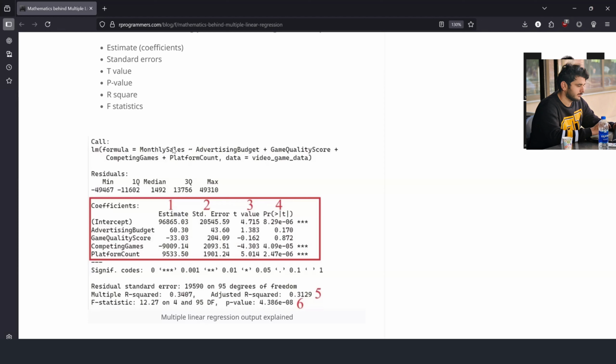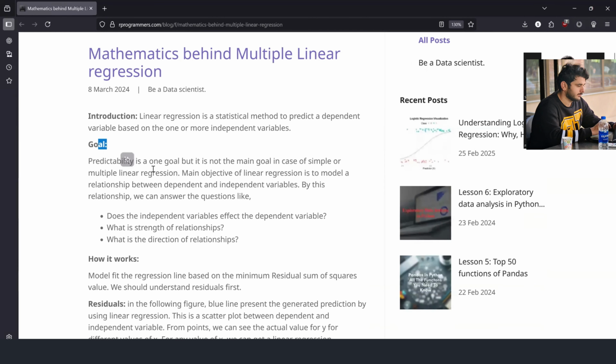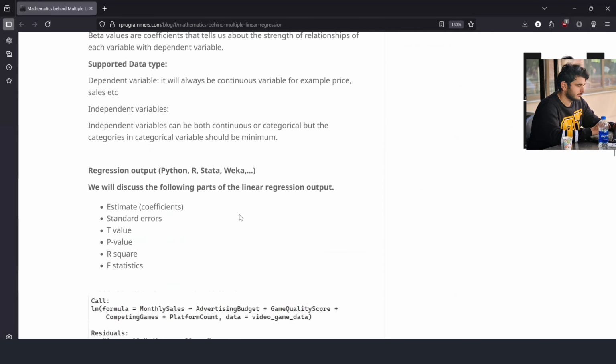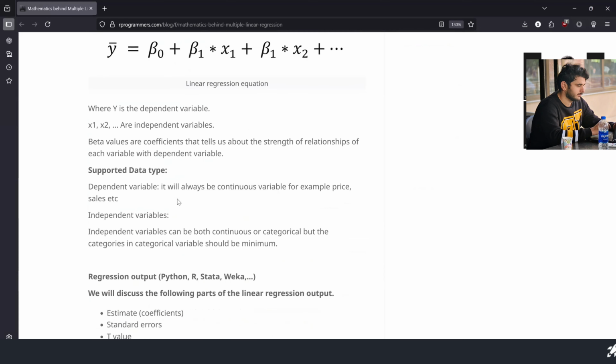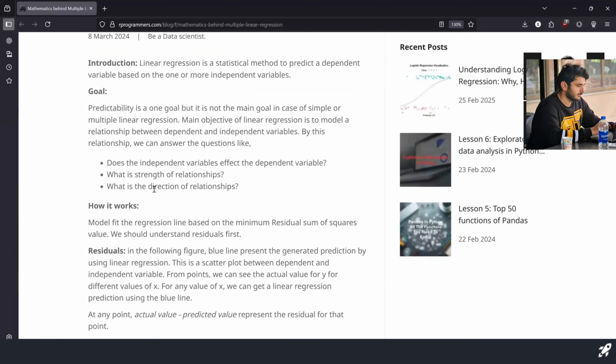We will model a relationship between them in the form of a mathematical equation that helps us understand what is going on in our data. What is the end goal of linear regression? The end goal of linear regression is: do independent variables affect the dependent variable? In that example, does advertising budget have an effect on the sales, or does quality score have an effect on the sales? If yes, what is the strength of the relationship? Like how much effect we are getting on the sales by increasing them.